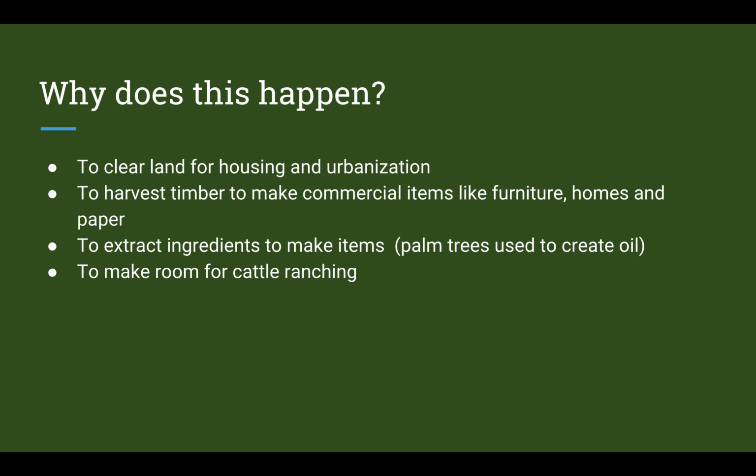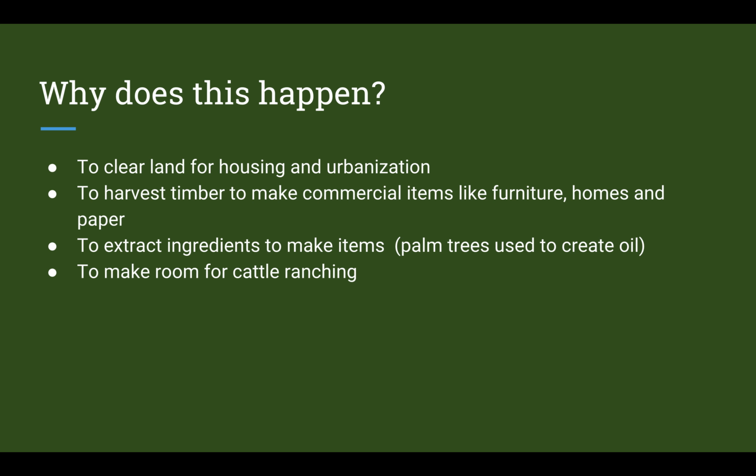So why does this happen? There are a number of reasons why this happens, but some of the direct causes of deforestation are agricultural and infrastructure expansion, such as for houses and roads. Trees are also used for wood extraction to make commercial items like furniture, homes, and something as simple as paper. They're also used for domestic fuel and charcoal.